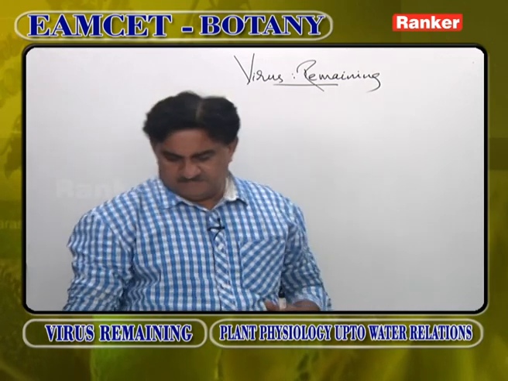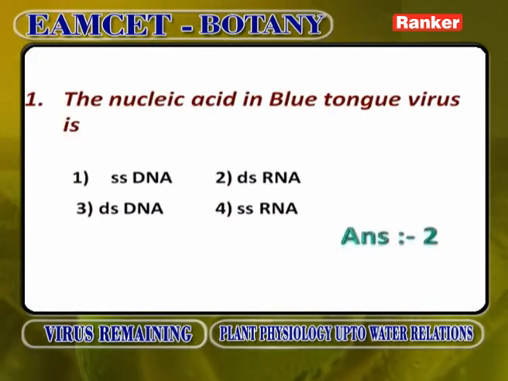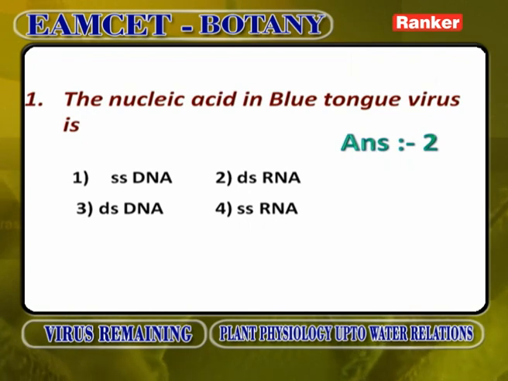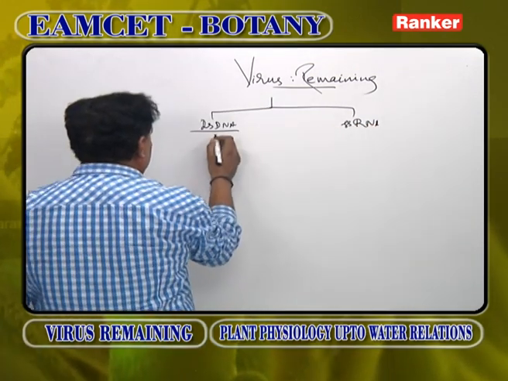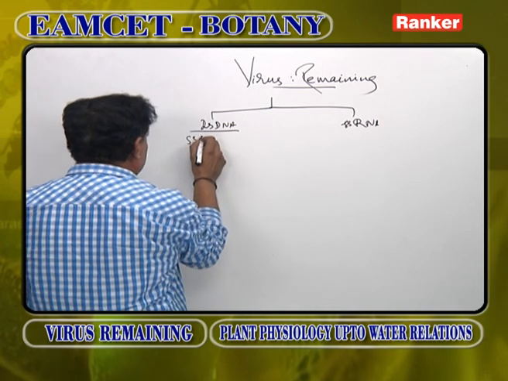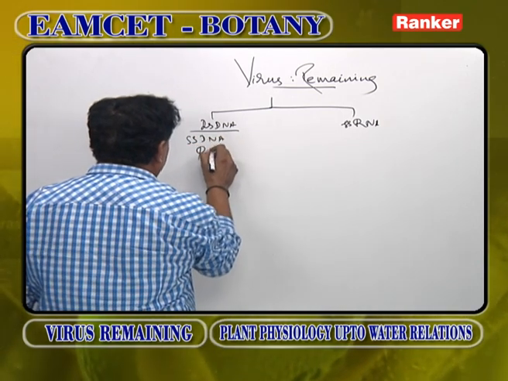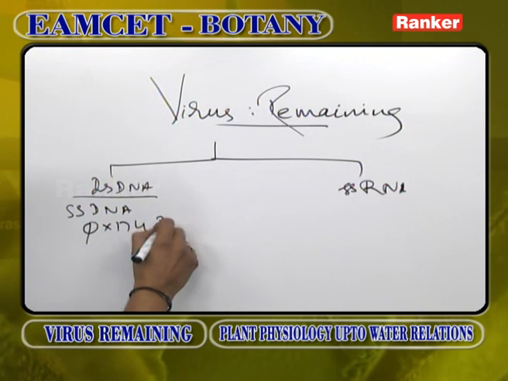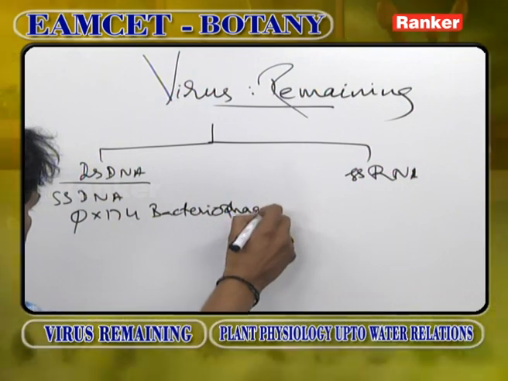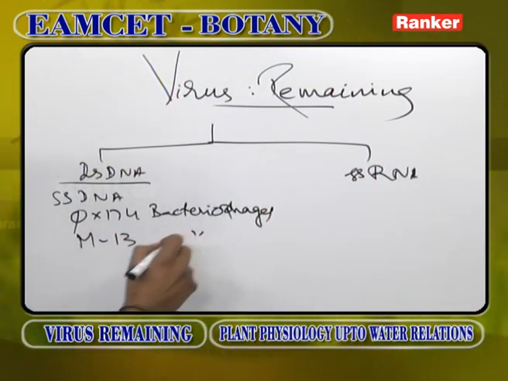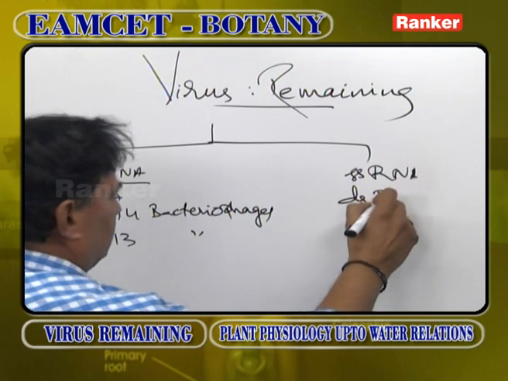So, coming to the first one, we will go to the bits. First bit: the nucleic acid in blue tongue virus is. On that day, I told normally in viruses there will be double stranded DNA or single stranded RNA. Double stranded DNA is normally present, but some show single stranded DNA. They are phi X 174 bacteriophages and M13 bacteriophages. There are some with double stranded RNA.